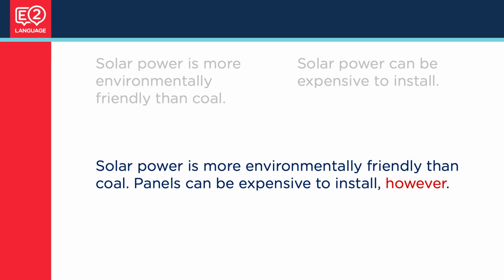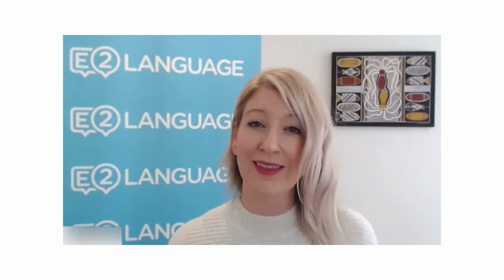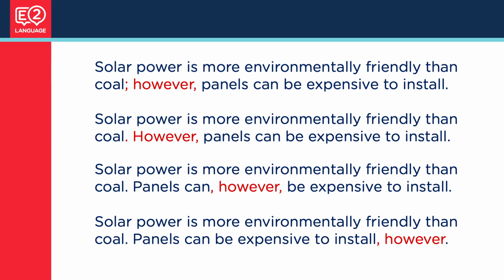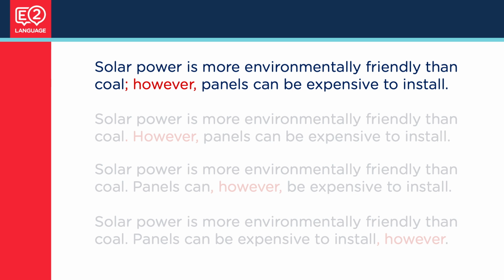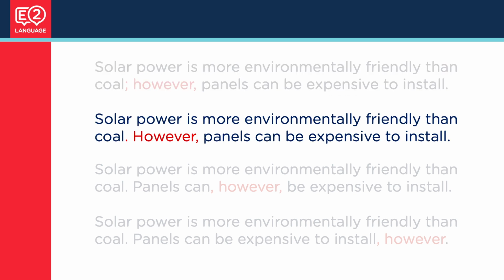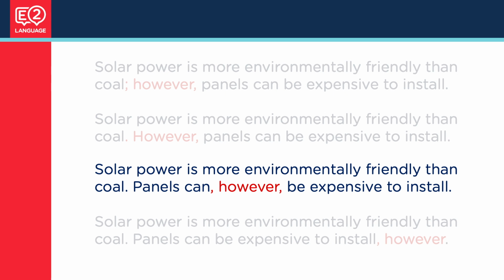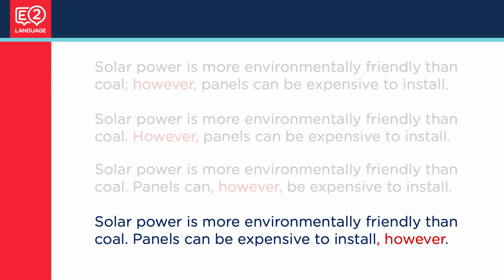Final place that the word can go is at the end. Panels can be expensive to install, however. This is a bit less common. We don't often put the adverbs at the end, but it's possible. So there are 4 ways to use however. Like this with a semicolon, like this with a full stop, here away from the beginning of the sentence, and here right at the end of the sentence.